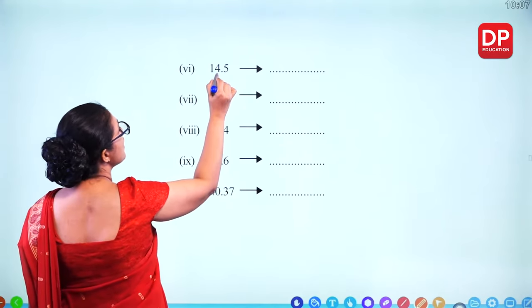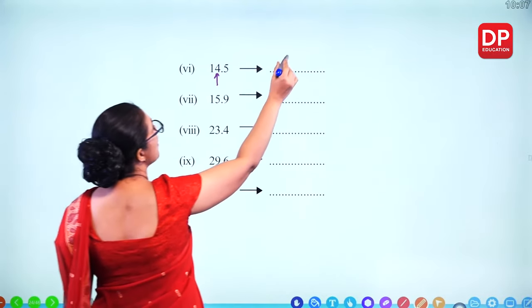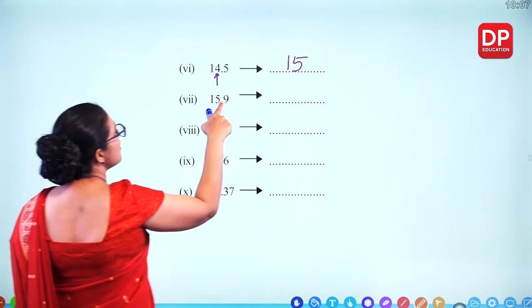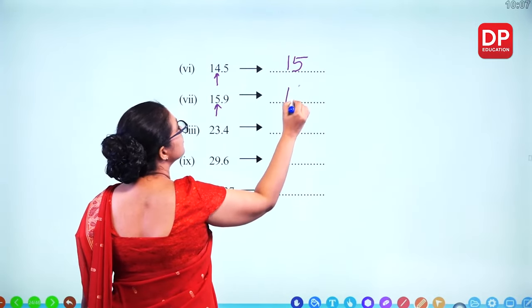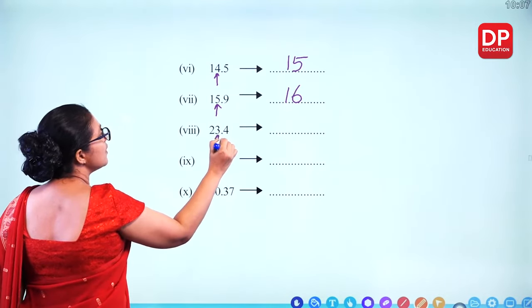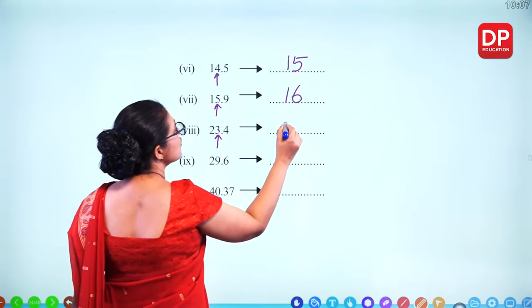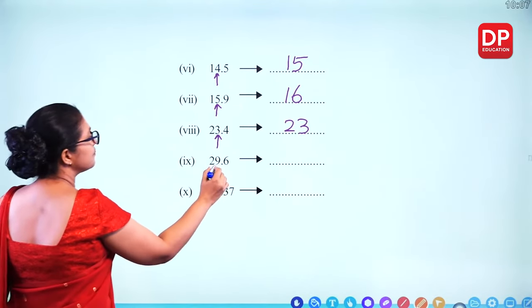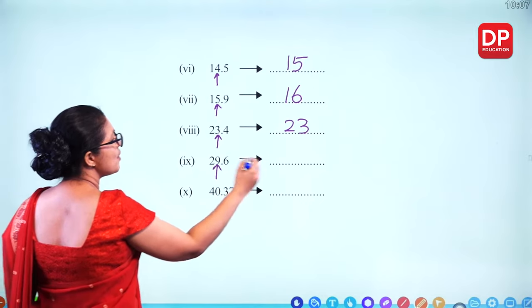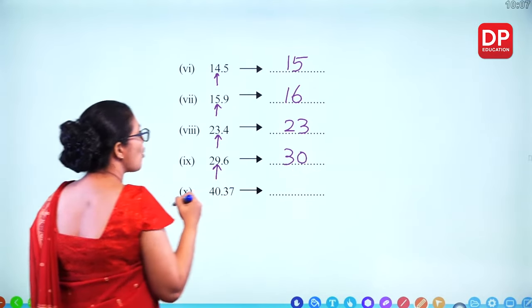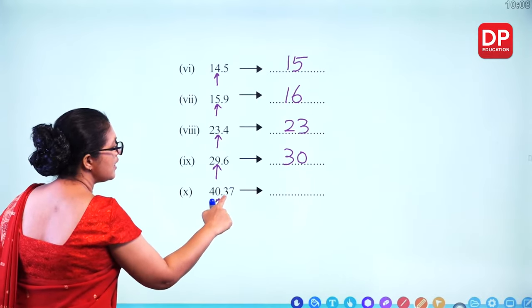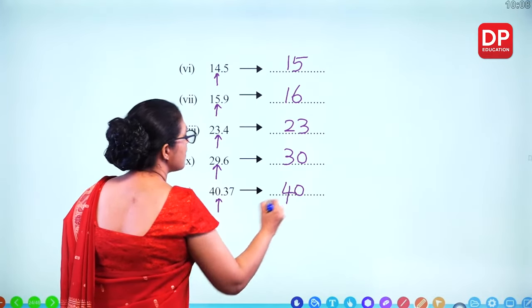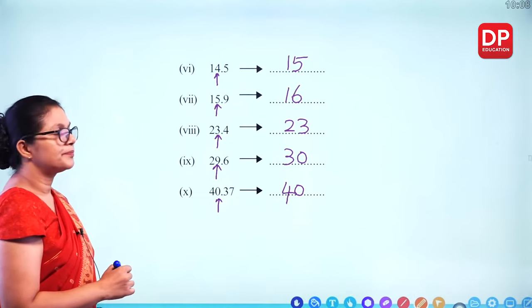14.5, the nearest whole number, we need to add 1. 0.9, more than 0.5, add 1. Less than 0.5, so no need to add. Here you have to add 1, because that's 0.6, more than 0.5. Here, no need to add, you can write it as it is.